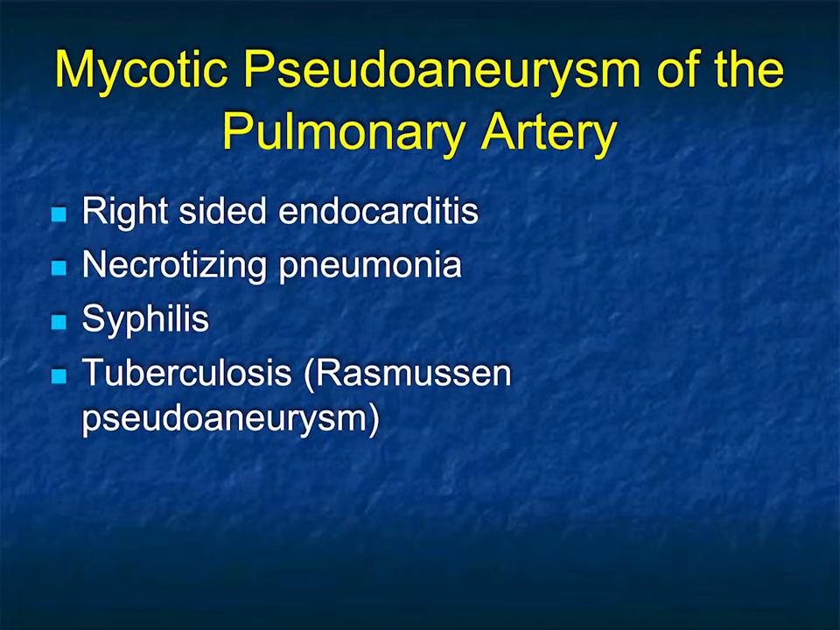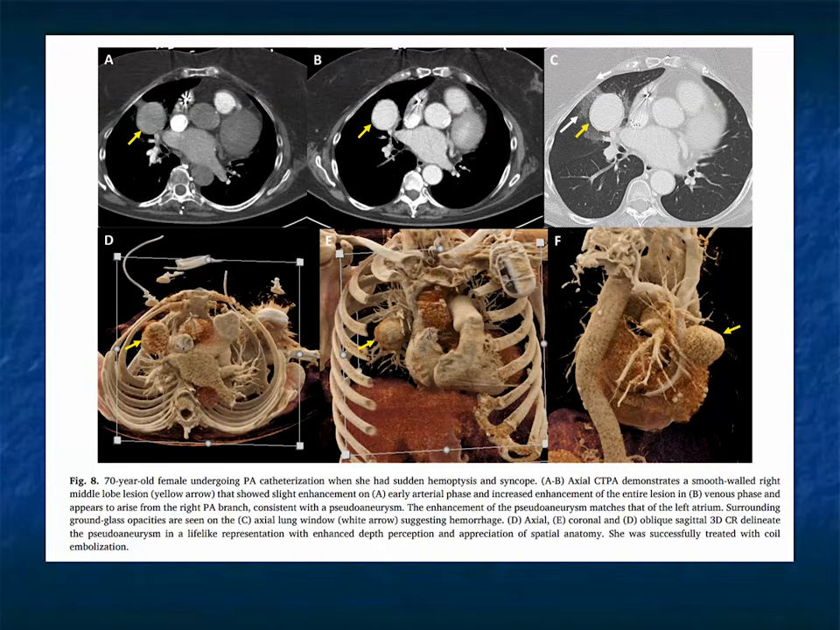Now, with mycotic pseudoaneurysms of the pulmonary artery, we talk about right-sided endocarditis, necrotizing pneumonia, syphilis, and of course, tuberculosis. Here's a nice example of a patient with a smooth-walled right middle lobe lesion with slight enhancement. This was a pseudoaneurysm. The enhancement of the pseudoaneurysm matches that of the left atrium.